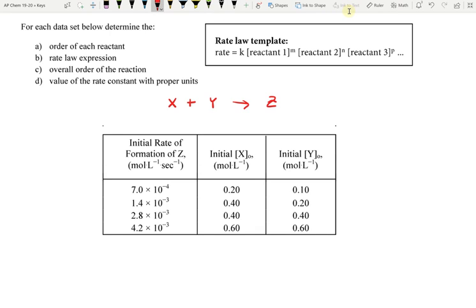There might be more involved in this reaction. There could be other reactants. There could be other products. But as far as we know, this is the basic truth of the reaction. X and Y are reacting and Z is being made. And that's all we need to know in order to figure out the stuff that they're asking us to solve here. So the order of each reactant.